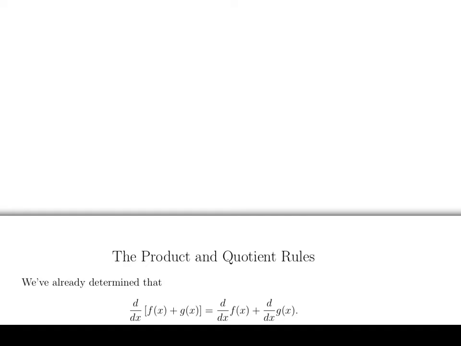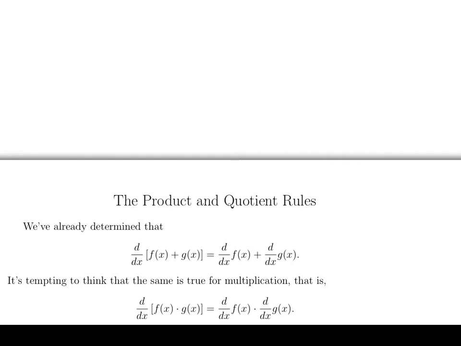So in the last section, we proved that the derivative of a sum is the sum of the derivatives. And so this allows you, when you have a whole bunch of functions that you're adding up and you want to take a derivative, you can just go ahead and take the derivative of each piece and then add them up. So we want to know what happens if there's multiplication here instead of addition.